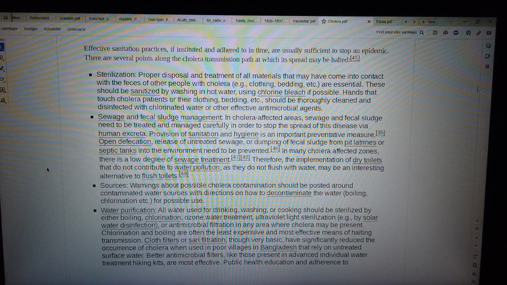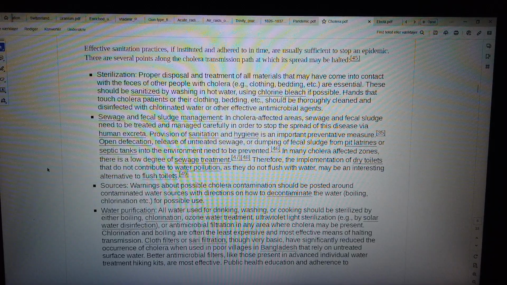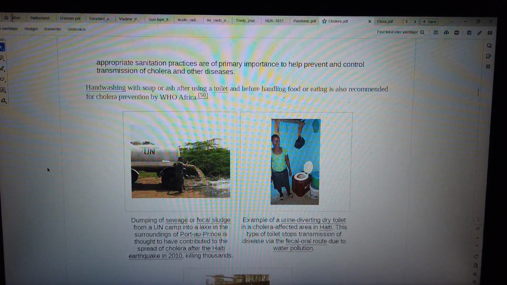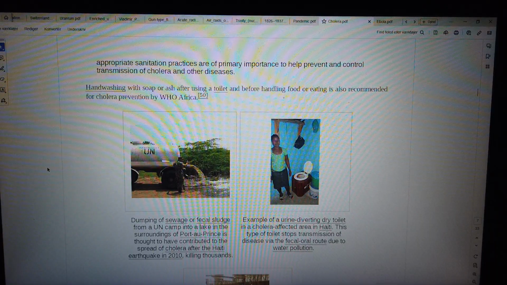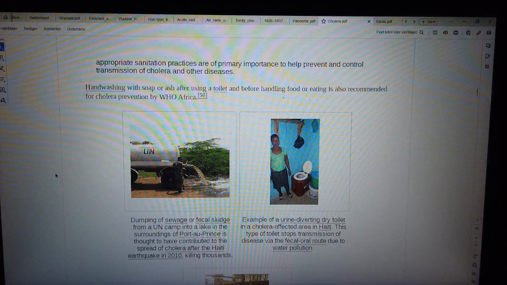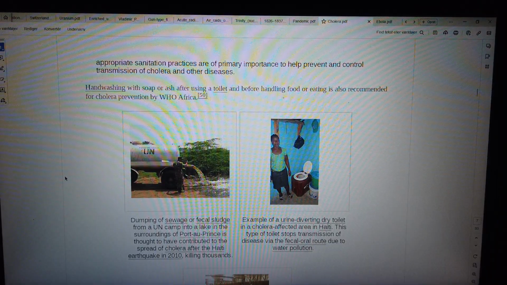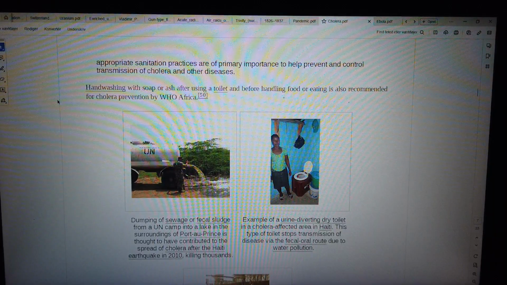Better antimicrobial filters, like those present in advanced individual water treatment hiking kits, are most effective. Public health education and adherence to appropriate sanitation practices are of primary importance to help prevent and control transmission of cholera and other diseases. Hand washing with soap or ash after using a toilet and before handling food or eating is also recommended for cholera prevention by WHO Africa.